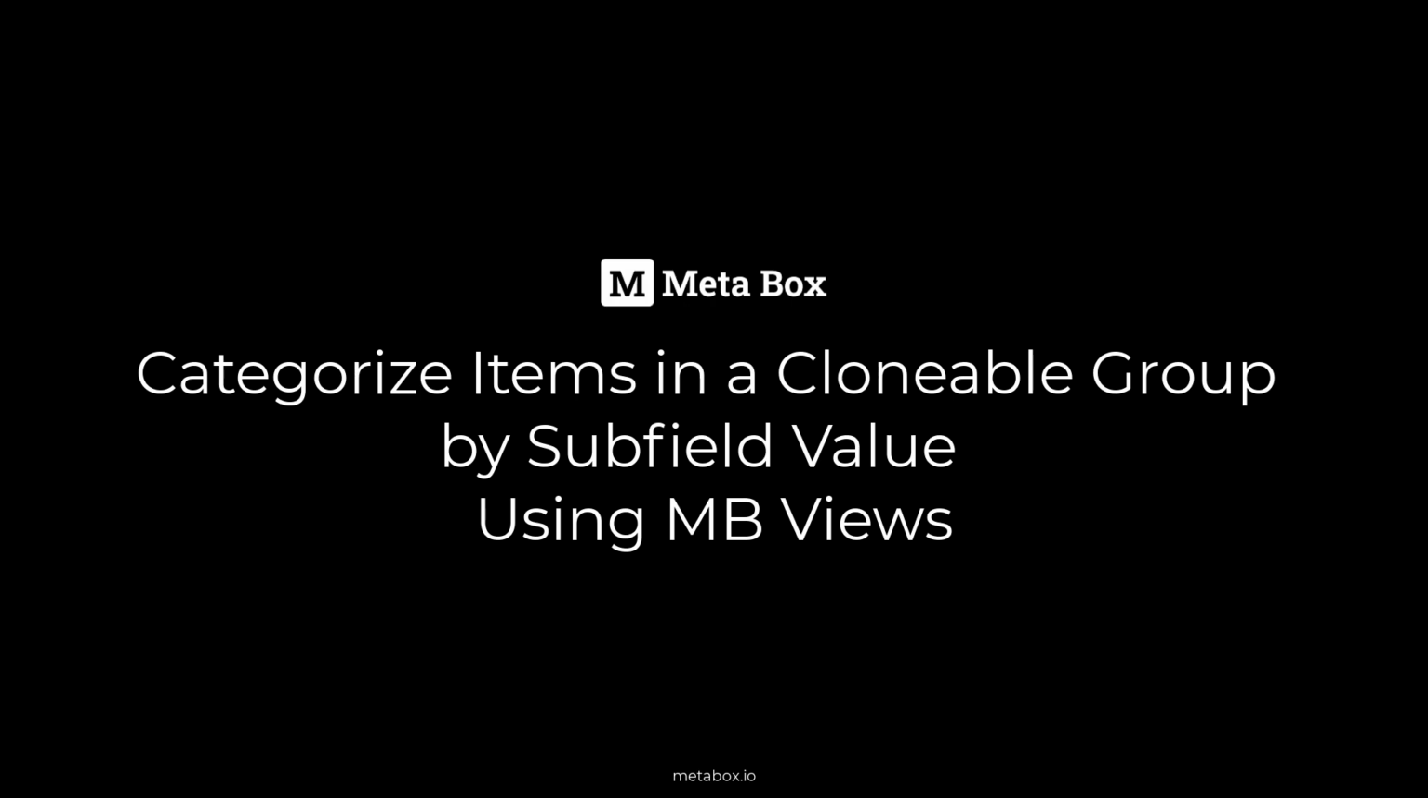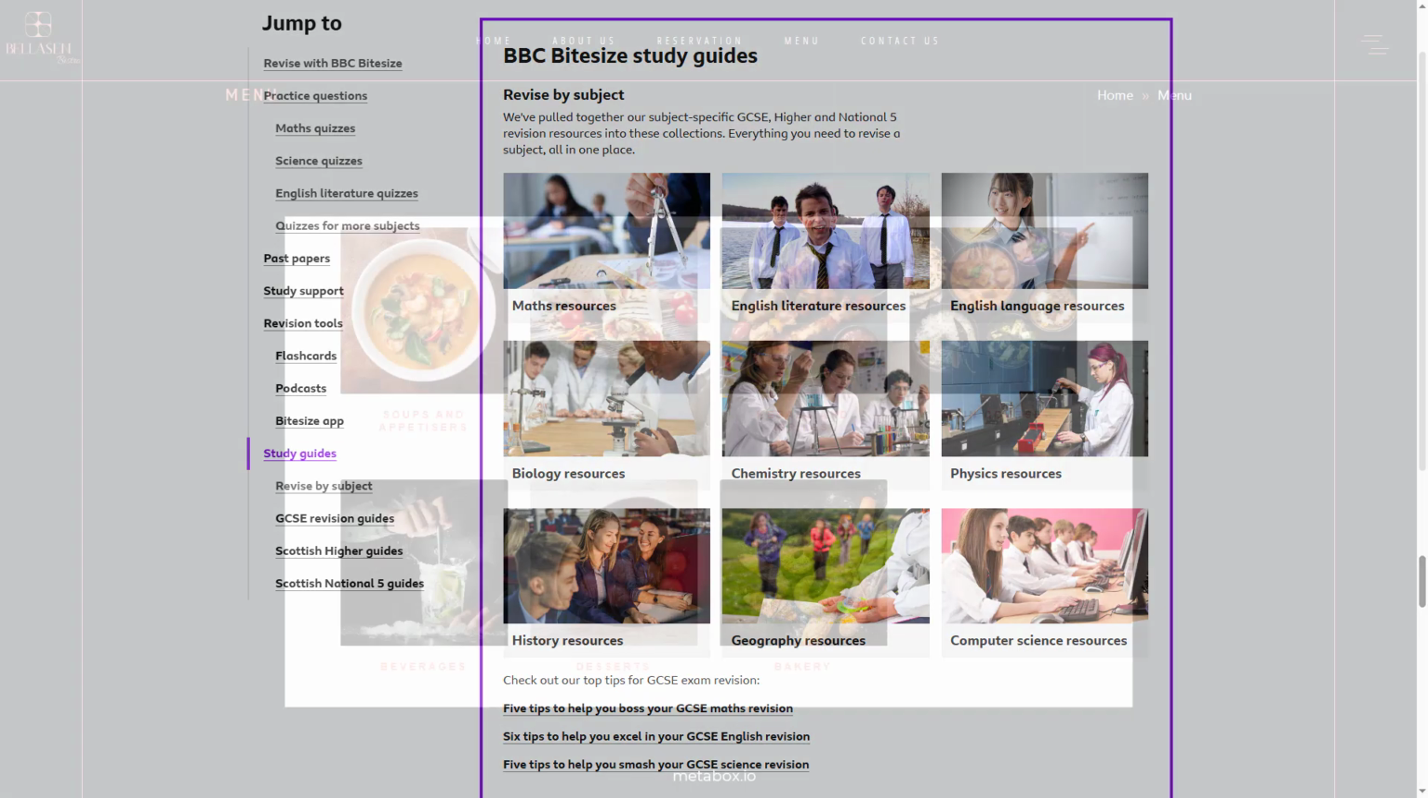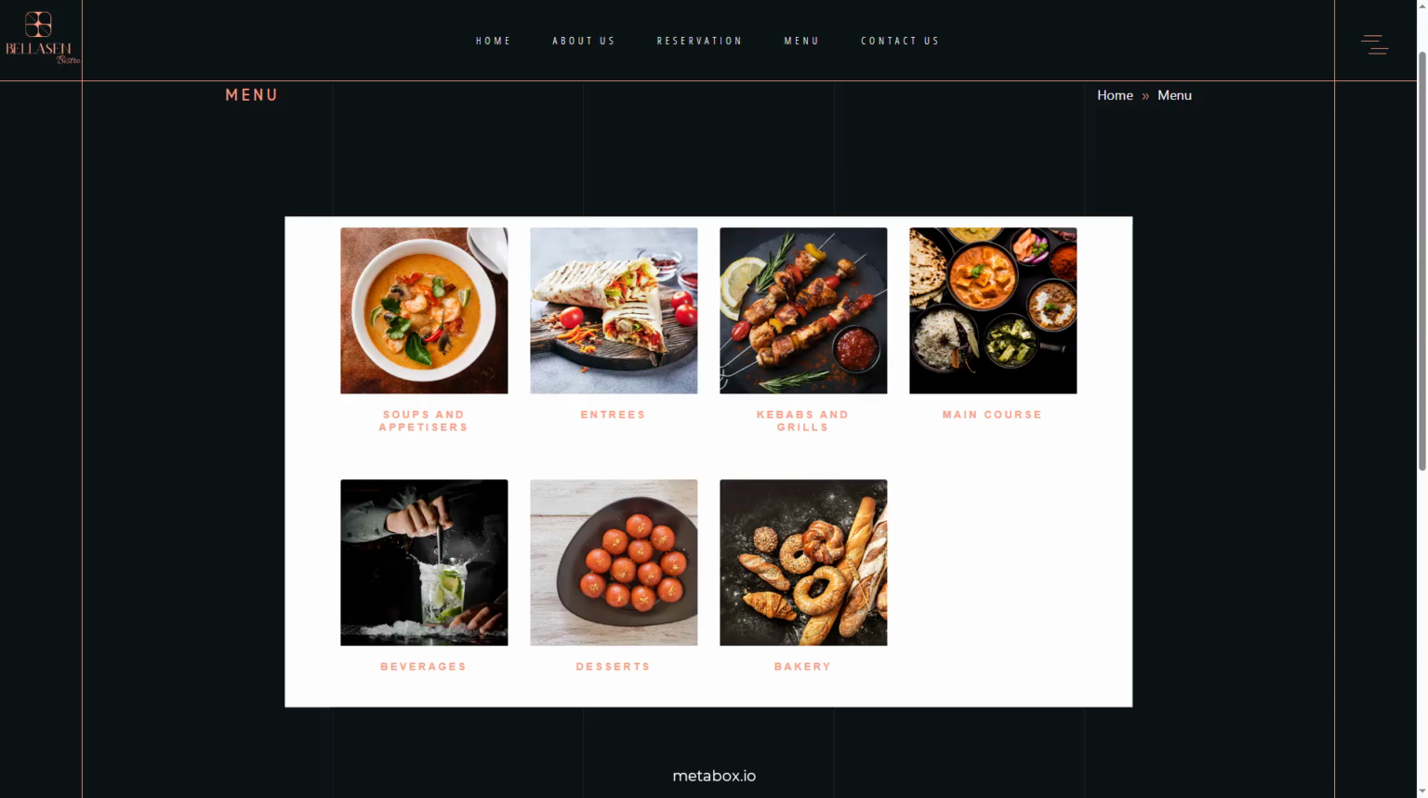You can use this approach, for example, when building a summary page of study materials for students, where the resources are grouped by subject, or if you manage a restaurant and want to organize menu items into categories like appetizers, main courses, desserts, and more. In this video, we'll go through each step to show you how this is set up.